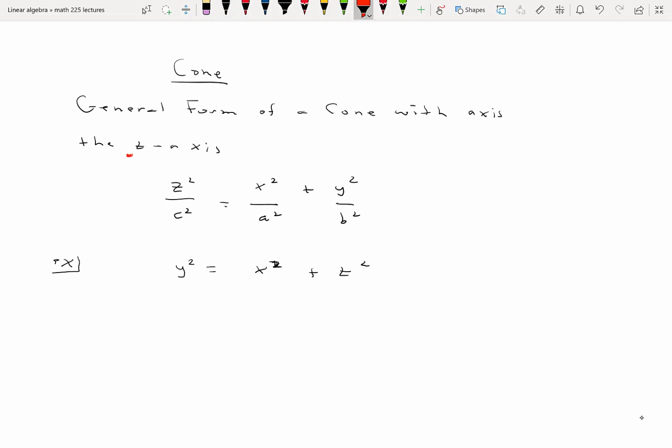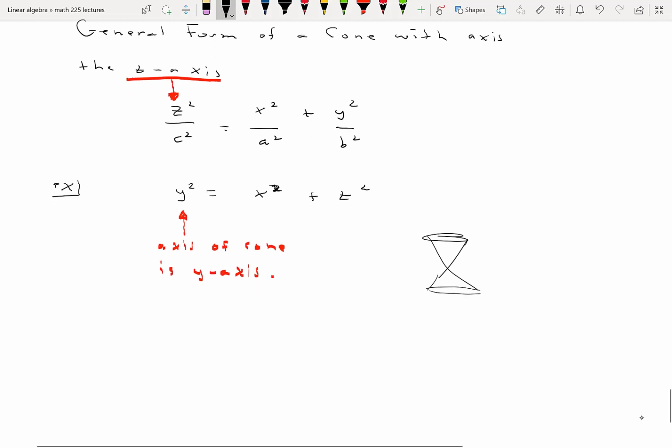Look back at our form. The axis of our cone was the z-axis, and that's the variable that was first. So this is going to be a cone, and the axis of this cone is the y-axis. Now slow down there for a minute. We're looking at a cone, and you memorize the shape of a cone. A cone is this guy. That's a cone with the axis as the z-axis. So what is a cone with the axis as the y-axis?